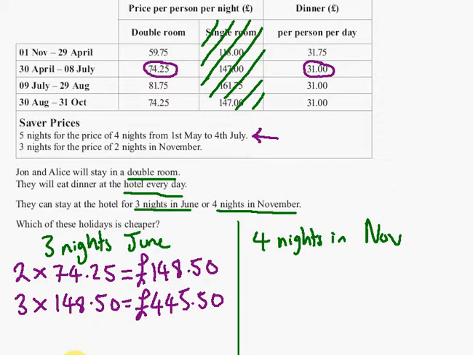Okay, now we're going to have to do their dinner. So, for 1 person it's going to cost £31. For 2 people then it's going to cost £62. Okay, and how many nights do they want that for? For 3. Okay, so 3 times £62, and for dinner that's going to cost them £186 to eat at this hotel for 3 nights.